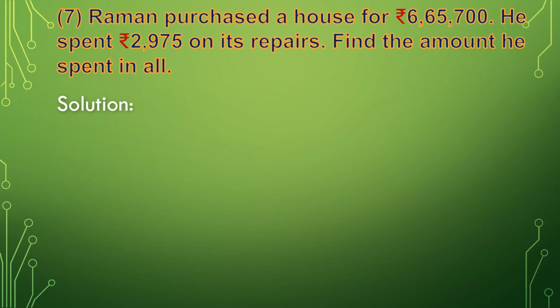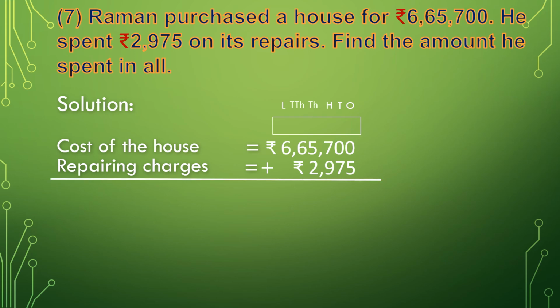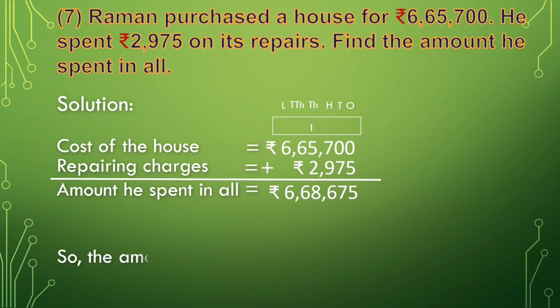Let's write the solution. The first statement is cost of the house is equal to rupees 6,65,700. And the second statement is repairing charges is equal to rupees 2,975. Then write all the places and draw a carry-on box. Now write the plus symbol and draw a line so our answer can go below it. Then write down amount he spent in all is equal to. Now do the addition. We get rupees 6,68,675. Then write down the last statement. So the amount Raman spent in all is rupees 6,68,675.